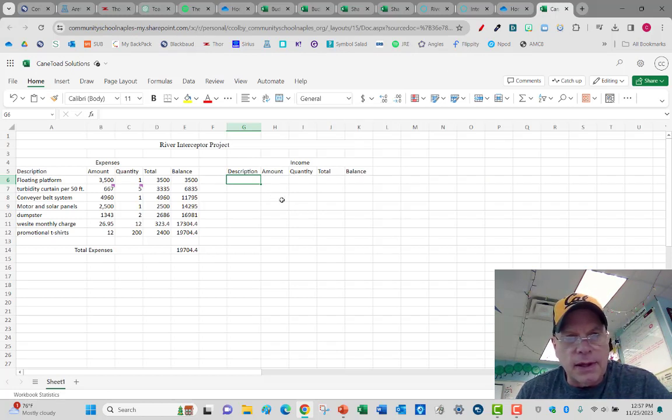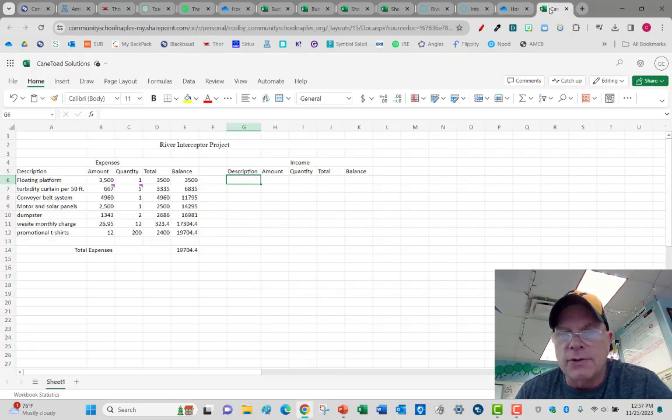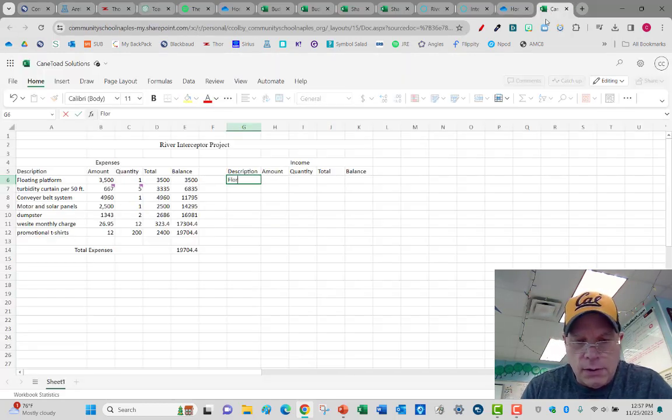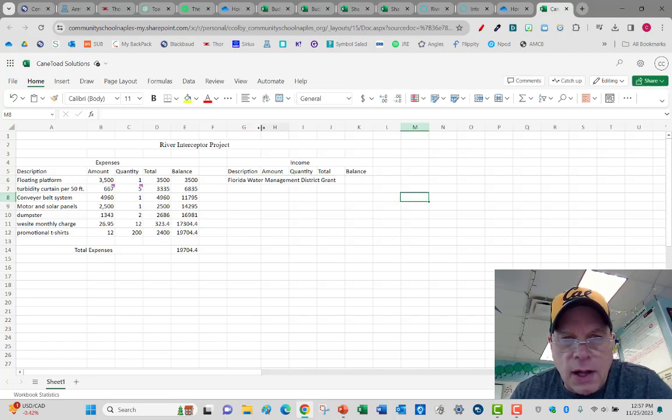So let's just, as an example, let me put one of the ones that I found. Florida Water Management District grant. I'm going to resize this column.